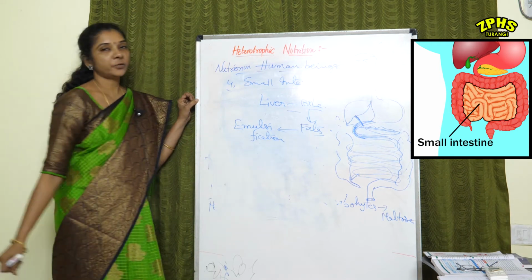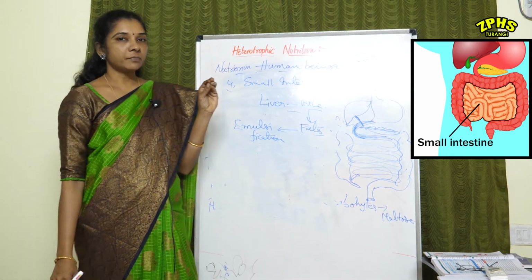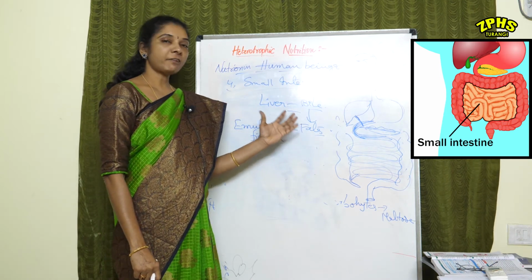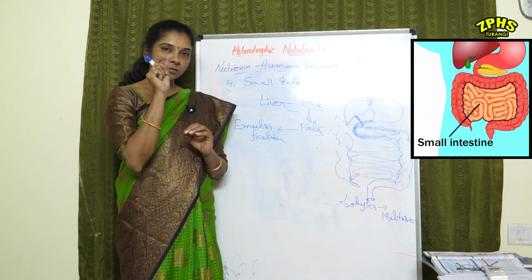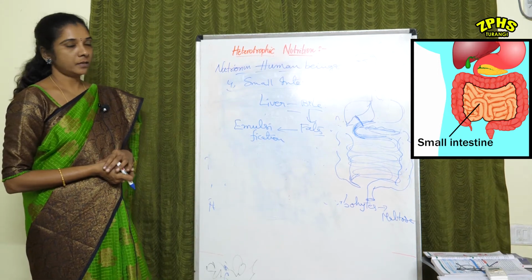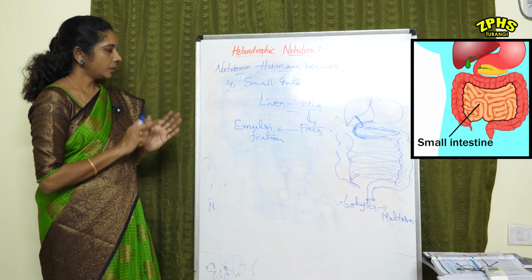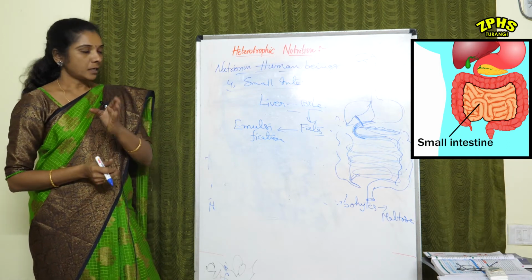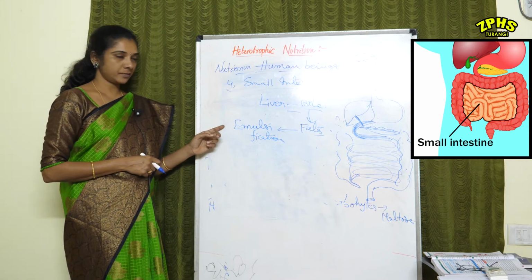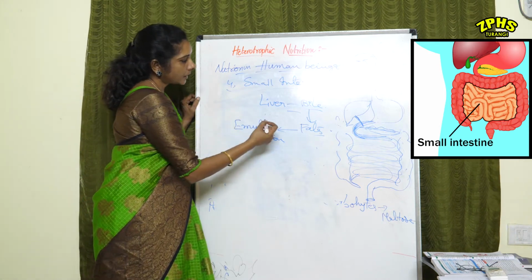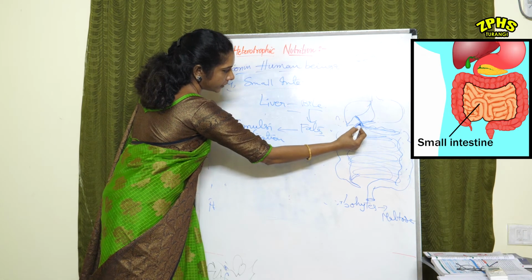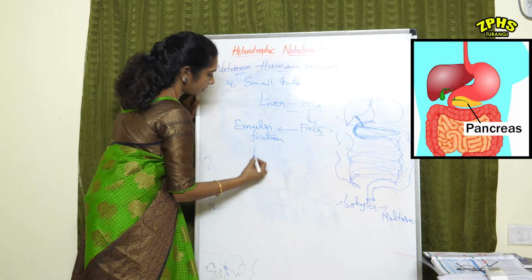So the liver produces bile juice which is helpful for emulsification. The bigger fat molecules turn into smaller molecules. But no digestion takes place here, no enzymes are present. Only the fats are converted into small molecules. That is known as emulsification. And one more gland opens into the duodenum, that is the pancreas.